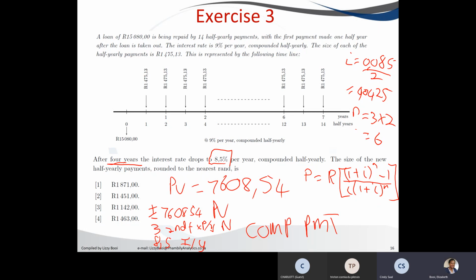And they want it to the nearest rand. So since it's to the nearest rand, it is 1,463. And that's how you will answer the questions in the exam. It sounds simple, but it's not as simple as that. You need to remember the steps always.